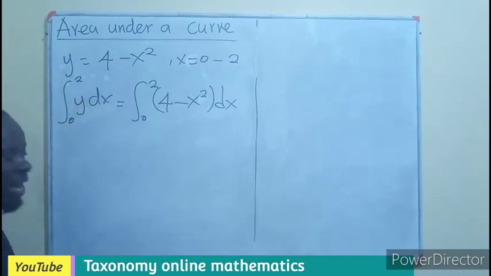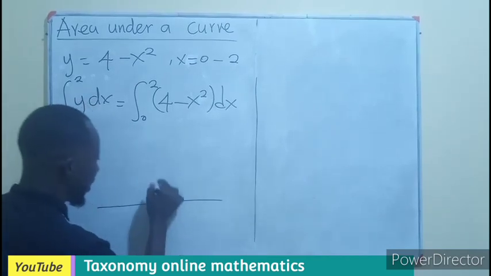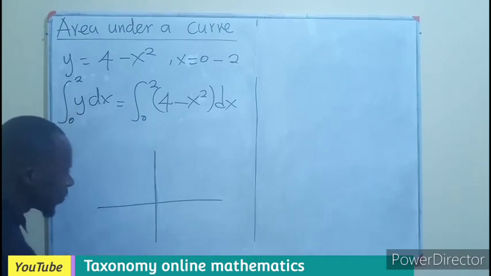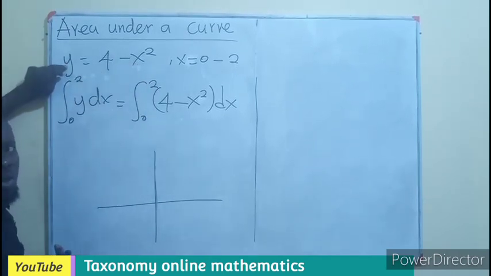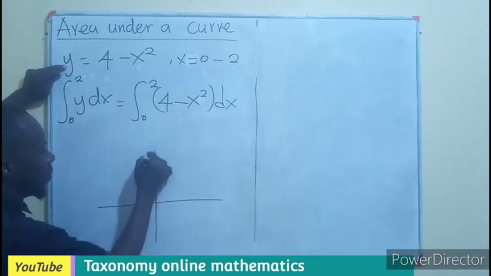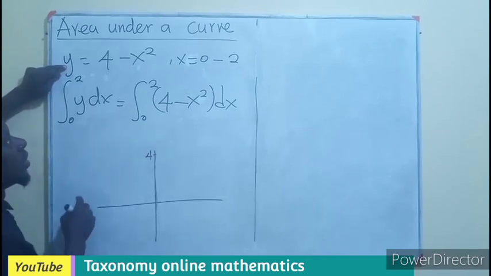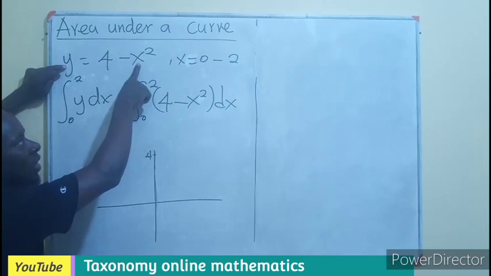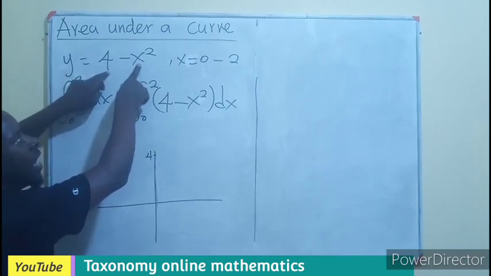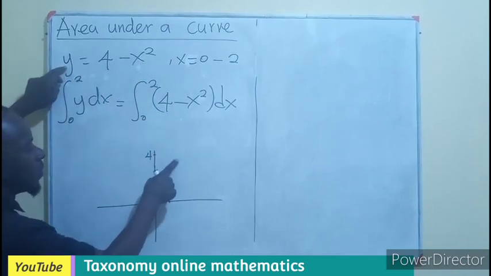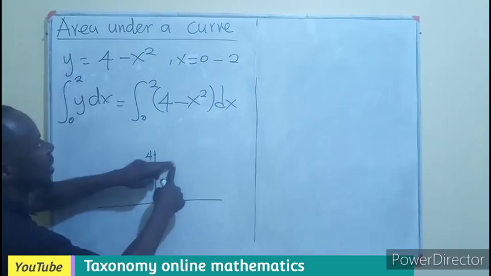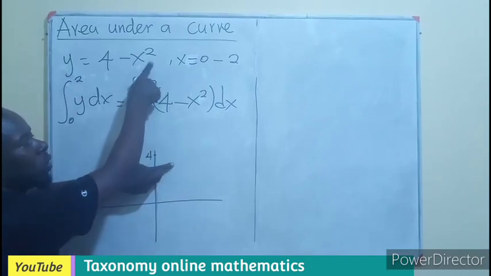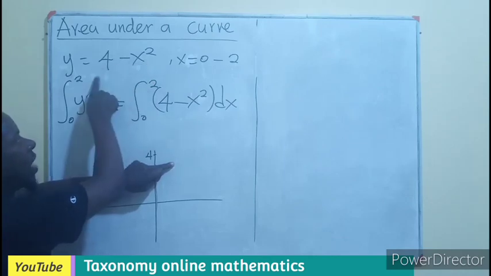So I'll begin with the sketching of the graph or the curve. We know that if x is 0, y is going to be 4. So 0, 4. If x is 1, the value of y becomes 3. It will decrease. If x is 2, if I put 2 here, I'll be having what?